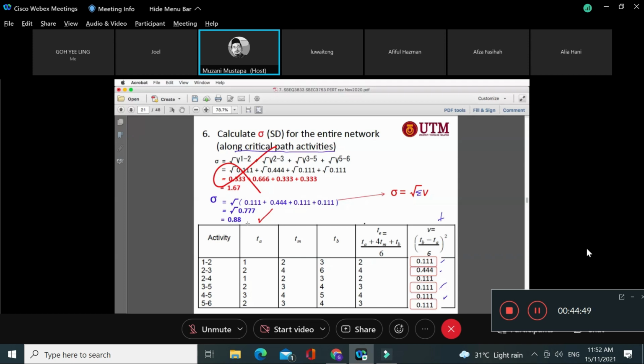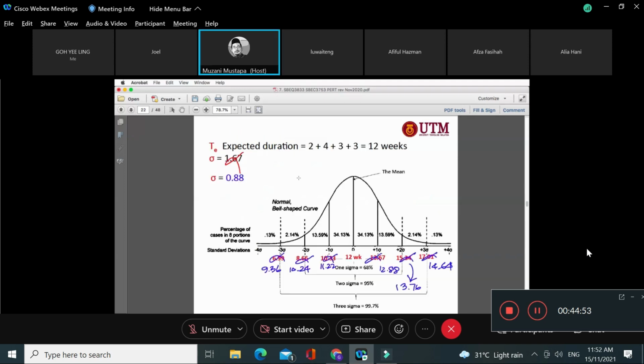Okay, so you got 0.88. When you have a 0.88, what does this tell us? In this particular bell shape, again as I said earlier, we have to understand 1, 2, 3, 4. This is the 4 that is most likely, and these two are the pessimistic and optimistic, and also pessimistic time, right?